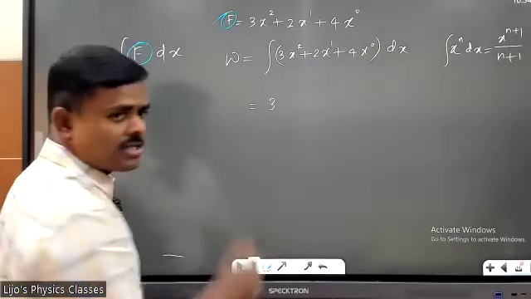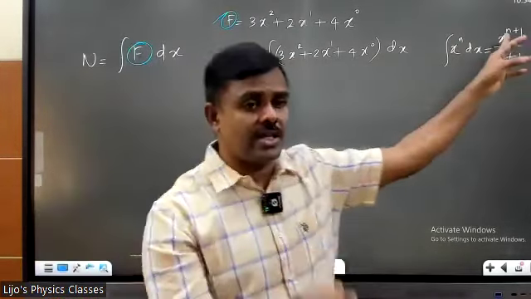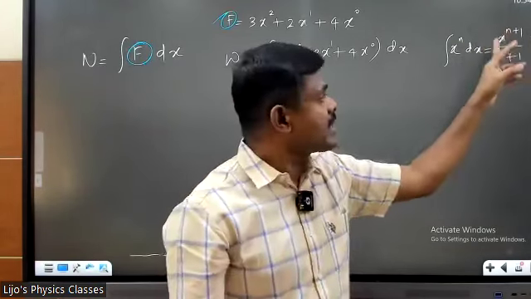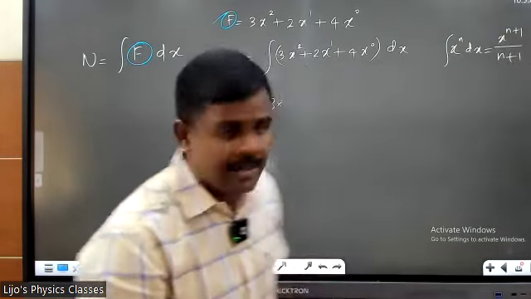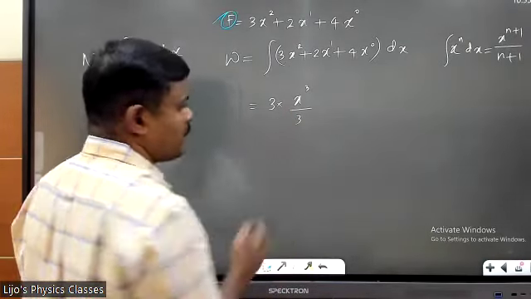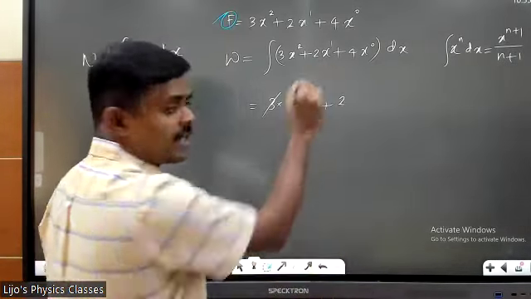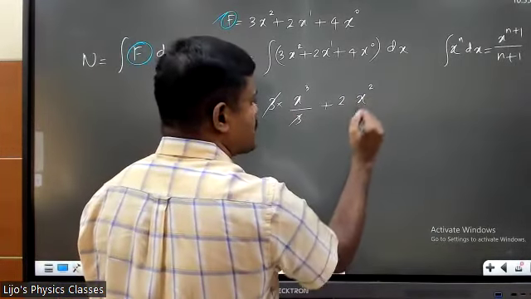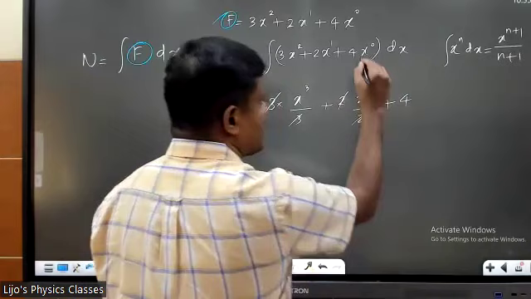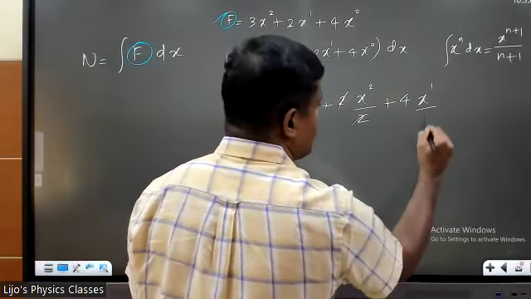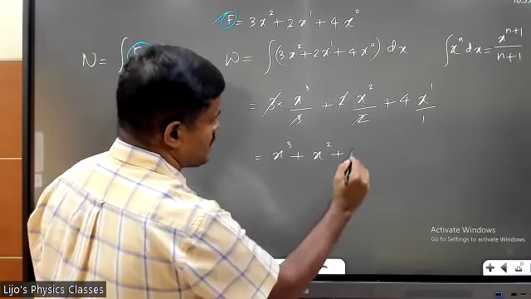3 is a constant. I don't touch it. What is the integration of x raised to 2? x raised to n is x raised to n plus 1 by n plus 1. Tell me, Kriti, x raised to 2 plus 1 by 2 plus 1. Abhinav, sit properly. So it is x raised to 2 plus 1 by 2 plus 1, 3 by 3. You can cut 3 and 3. Then 2 into, what is integration of x raised to 1? x raised to 1 plus 1 by 1 plus 1, and 2 and 2 are cutting. 4 into, what is integral of x raised to 0? x raised to 1 by 1. All right. So I have my final equation: x cube plus x square plus 4x.